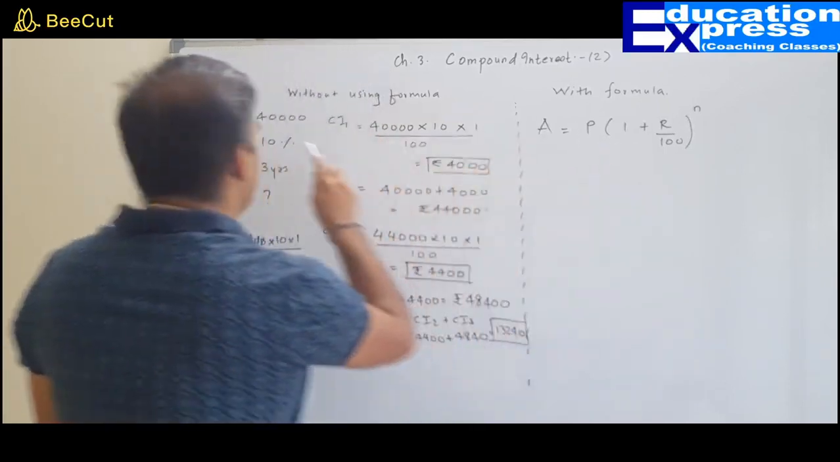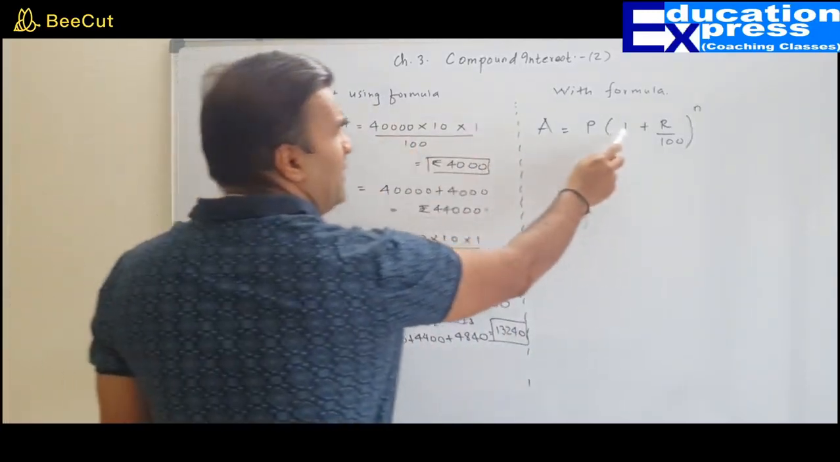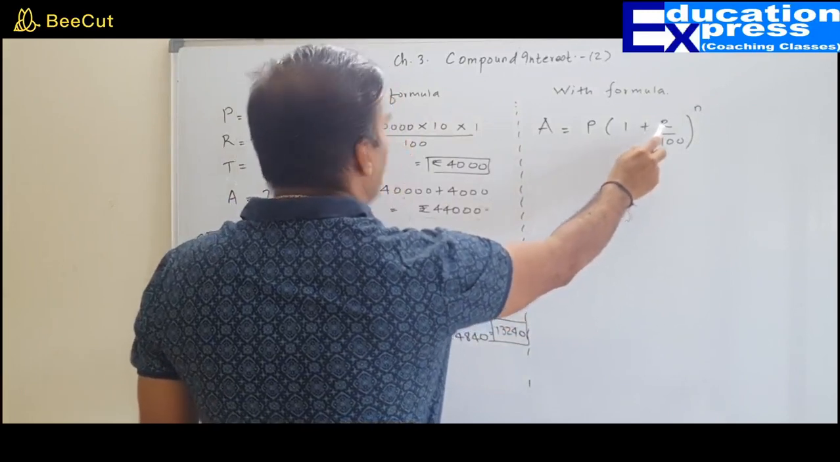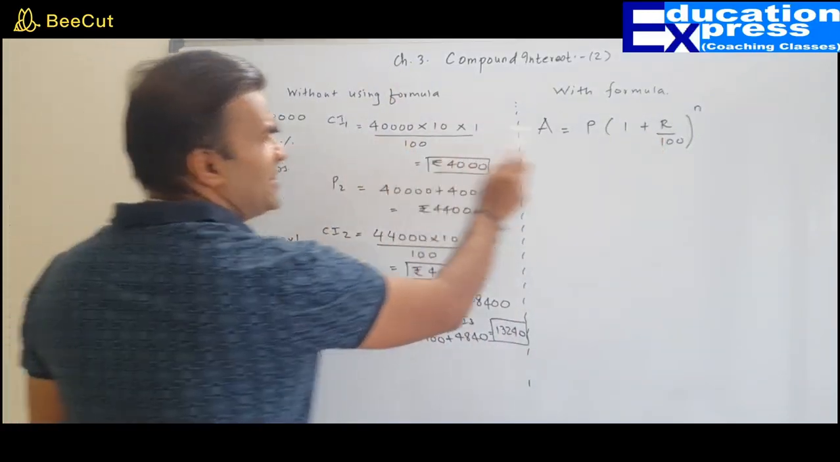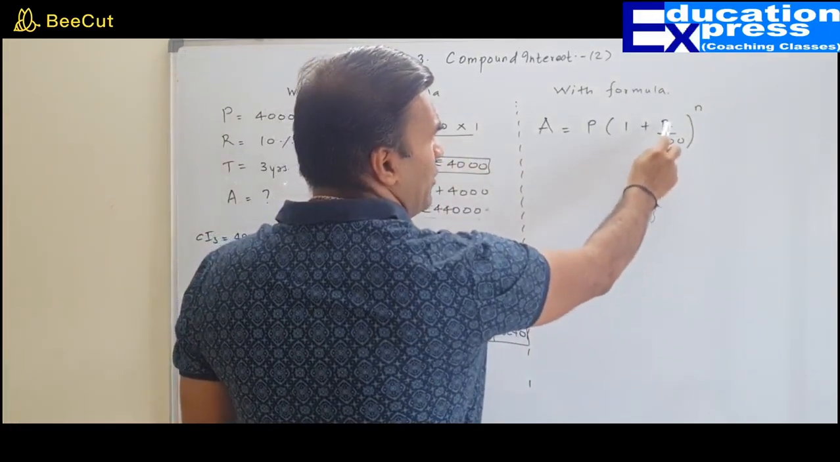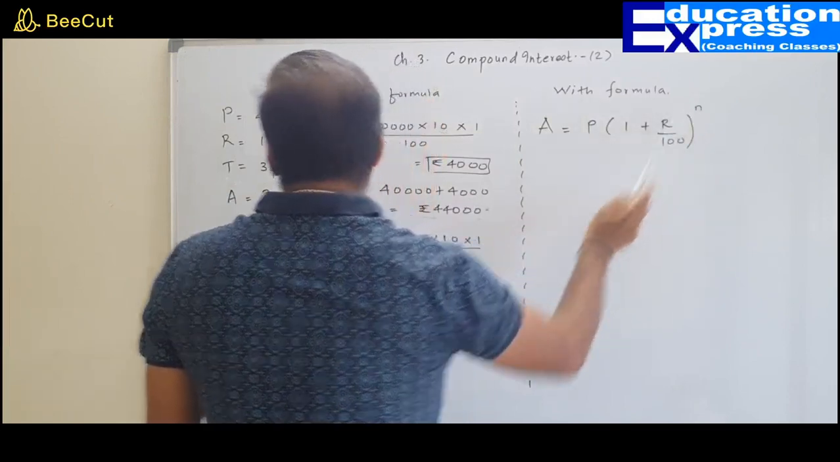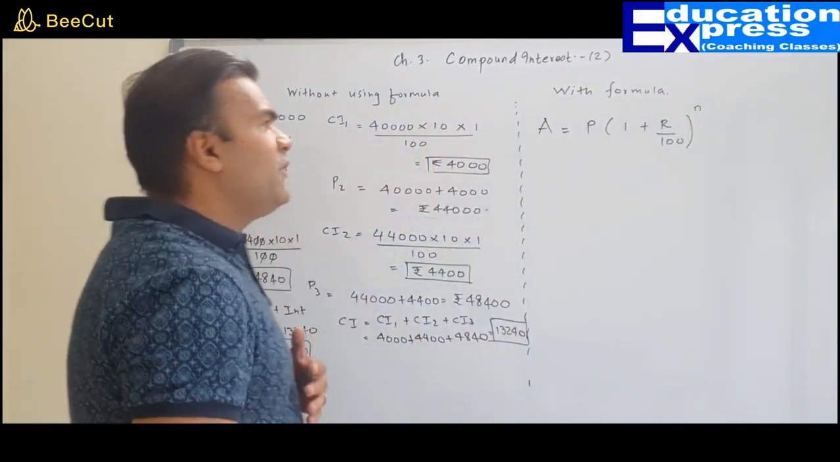P stands for your principal amount. 1 will remain as it is, plus R. R stands for rate of interest. 100, because it is a percentage. And N stands for number of years.